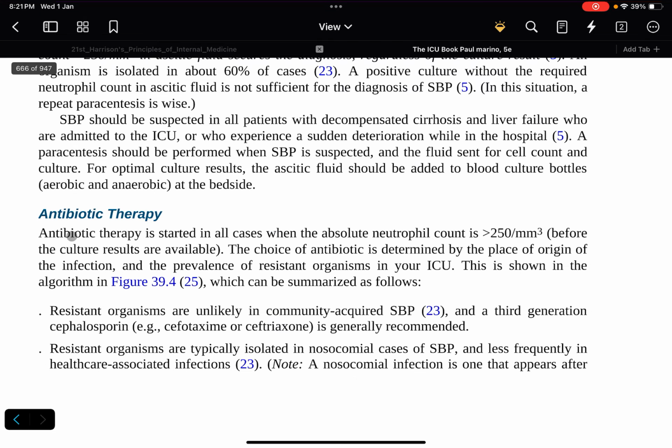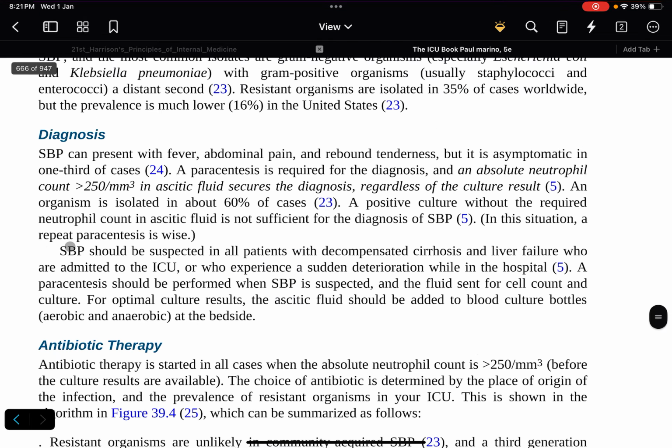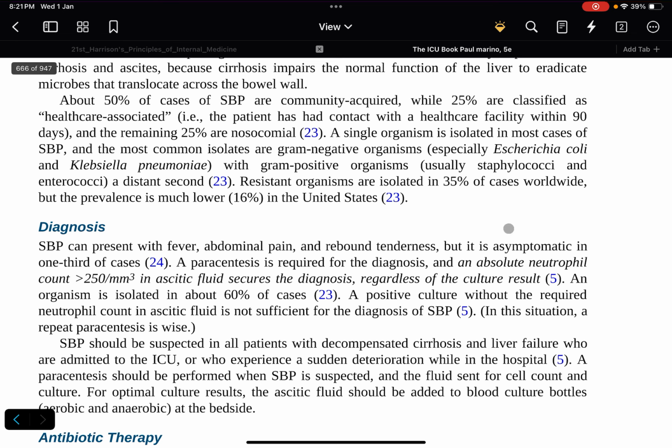Now, diagnosis. SBP can present with fever, abdominal pain, and rebound tenderness, but it is asymptomatic in one third of cases. A paracentesis is required for the diagnosis, and an absolute neutrophil count more than 250 per cubic millimeter in ascitic fluid secures the diagnosis regardless of the culture result.